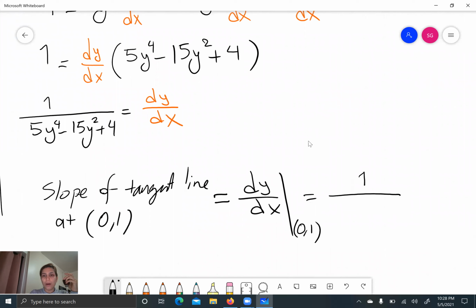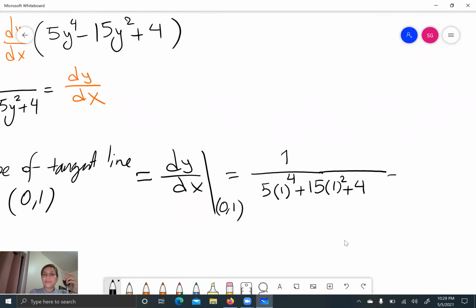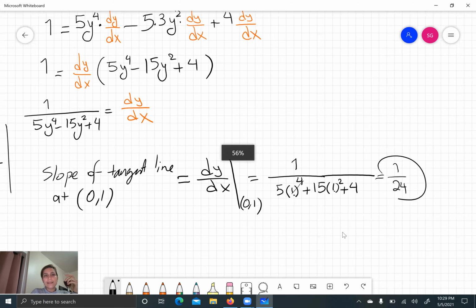So it's going to be 1 over 5 times y to the 4th, where y is 1, minus 15 times 1 squared, plus 4. So we just substitute the value of 1 into this equation, which is going to be 5 minus 15 plus 4, which is 5 plus 15 is 20, 24. So 1 over 24. Okay, so that's the slope.